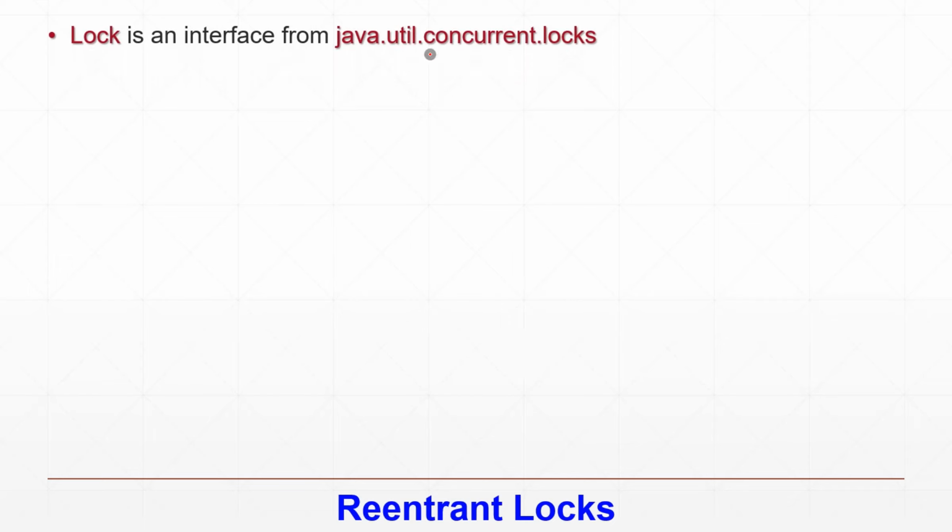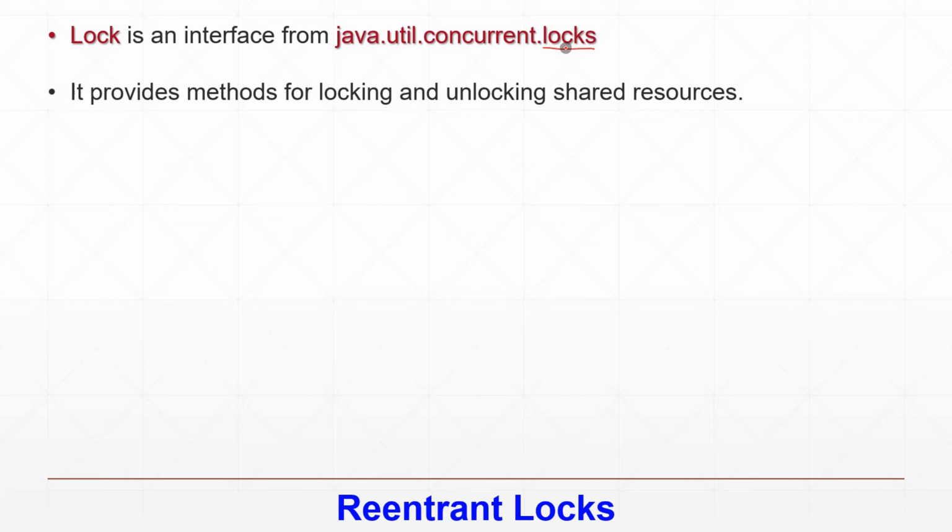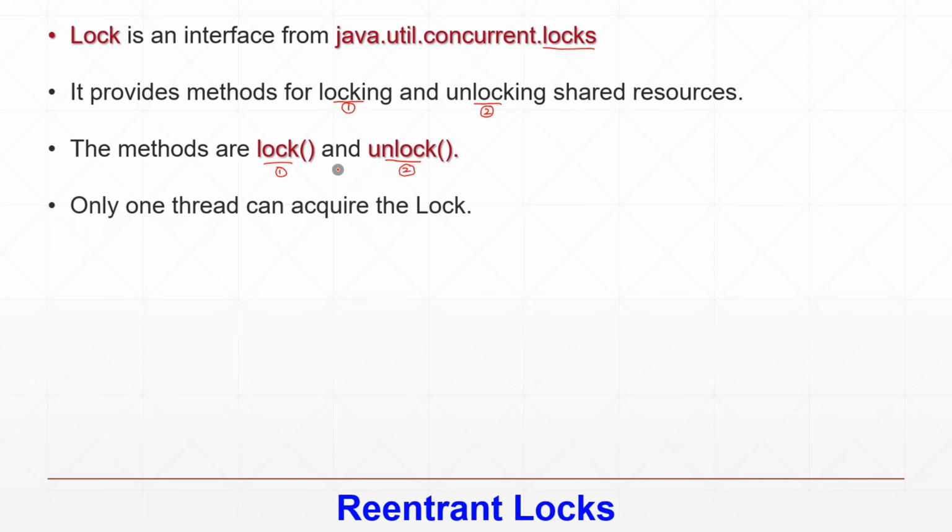Lock is an interface from java.util.concurrent.locks. It provides methods for locking and unlocking the shared resource. So it's an alternative for synchronized code blocks or synchronized method. The methods are lock for locking and unlock for unlocking. Only one thread can acquire the lock.